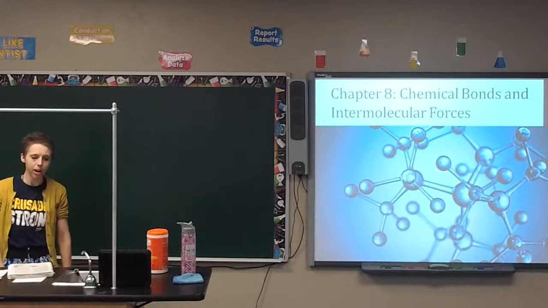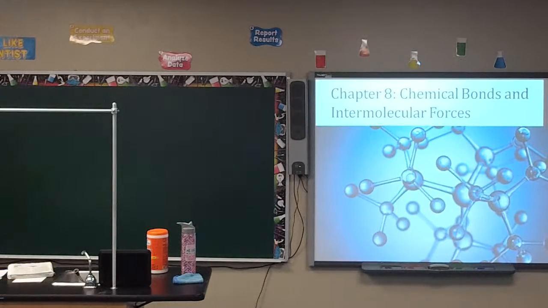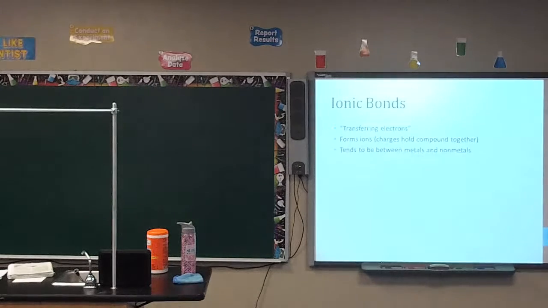Alright, so anyone have any questions about this before we start talking about ionic bonding? This is the first type of chemical bonding, the ionic one. This one has to do with the idea of transferring electrons.